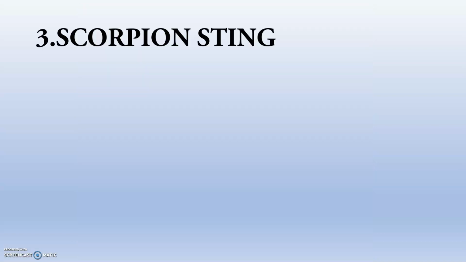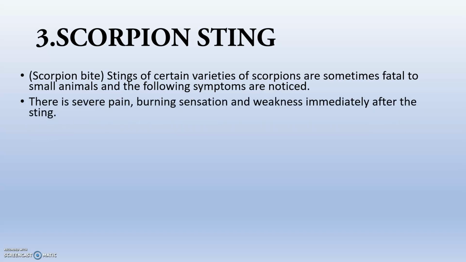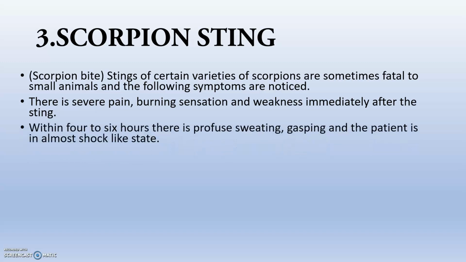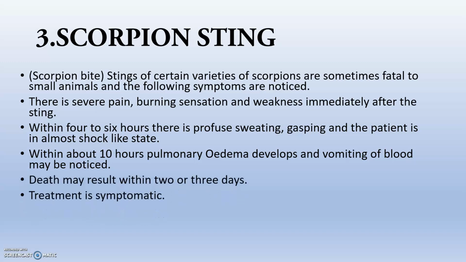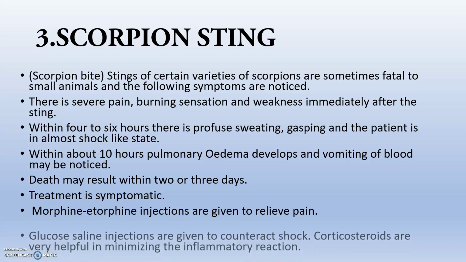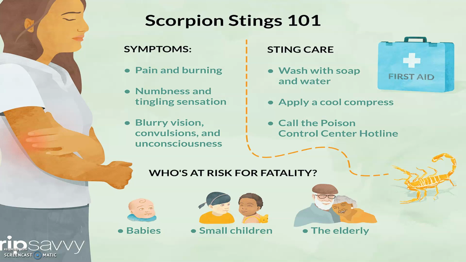So next is scorpion sting. You will be noticing it sometimes. They can be fatal. There is severe pain, burning sensation and weakness immediately after the sting. Within 4 to 6 hours, there is profuse sweating, gasping, and the patient is in an almost shock-like state. Pulmonary edema will develop and the patient may vomit blood. So treatment is actually symptomatic. Morphine and atropine injections are given to relieve pain. Glucose saline injections are given to counteract shock. So scorpion bites are common.